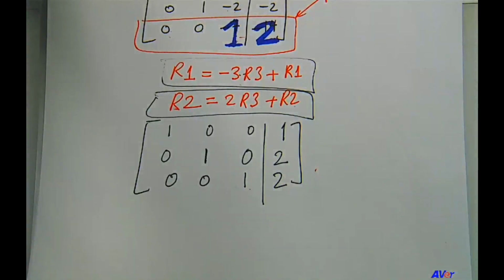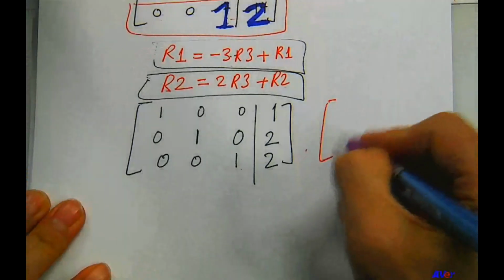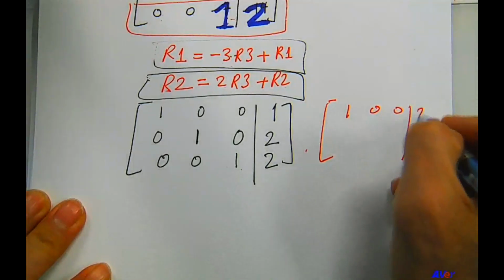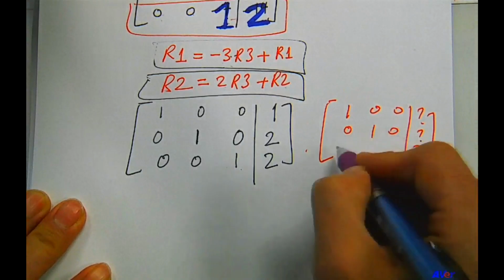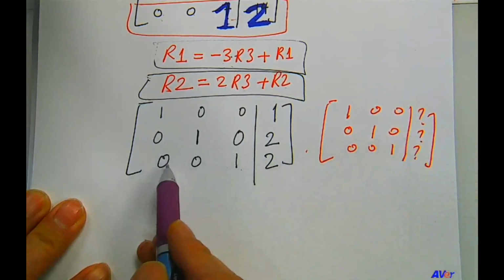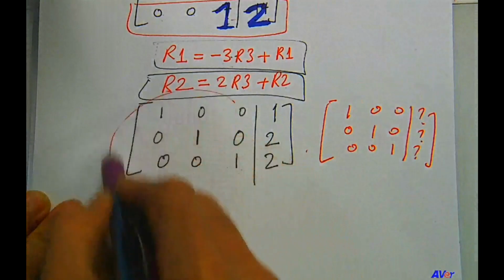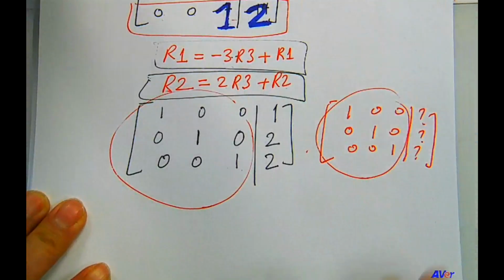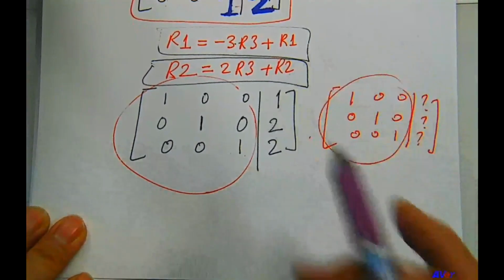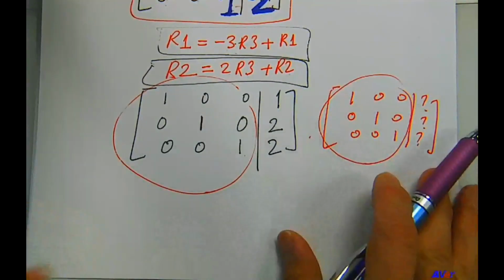So compare this matrix with the reduced row echelon matrix that we've been after ever since we started this procedure. Compare this with that. The left-hand side is exactly like that. So are we done? Yes, we are done, and now we can write down the answer to this problem.